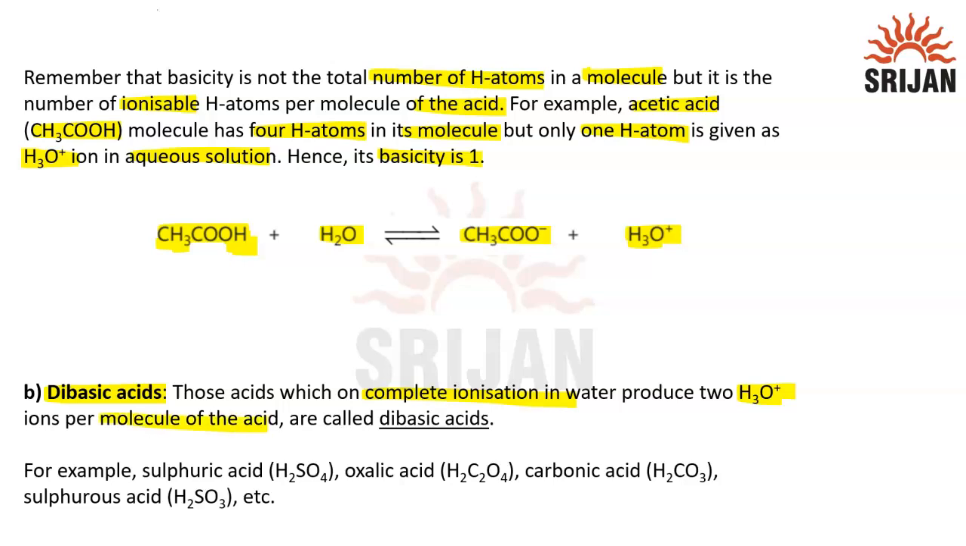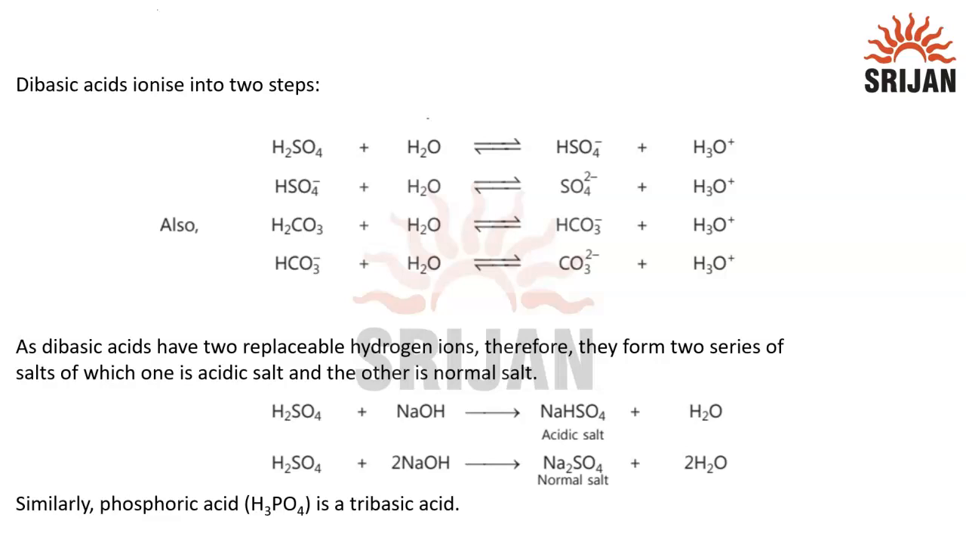So per molecule of the acid they produce two hydronium ions. That's why they are called dibasic acids. Examples are sulfuric acid, oxalic acid, carbonic acid, and sulfurous acid. Now, dibasic acids ionize in two steps.